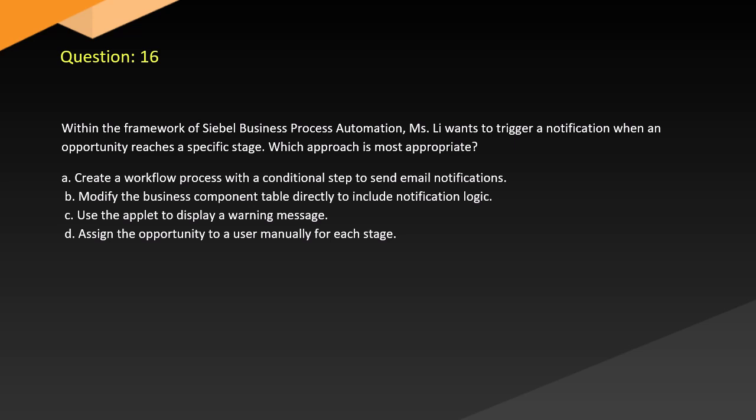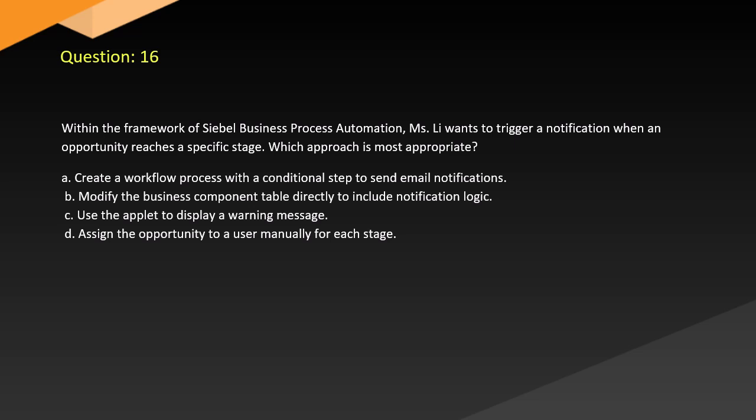Question 16. Within the framework of Siebel business process automation, a user wants to trigger a notification when an opportunity reaches a specific stage. Which approach is most appropriate? A. Create a workflow process with a conditional step to send email notifications. B. Modify the business component table directly to include notification logic.